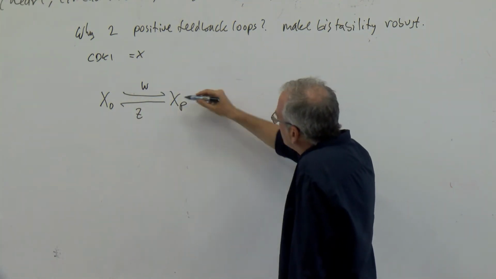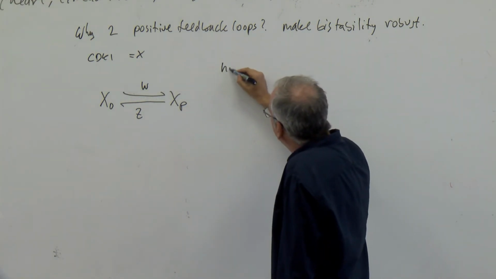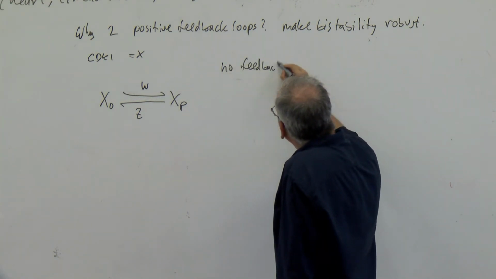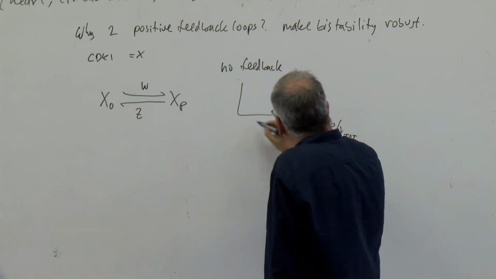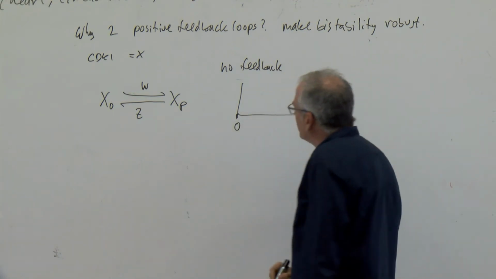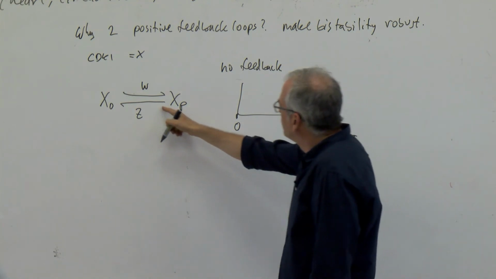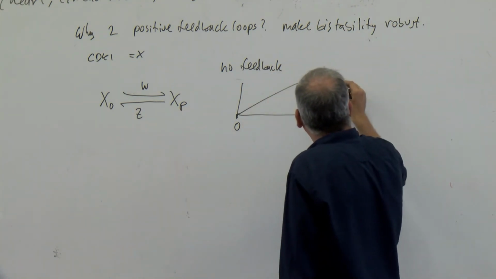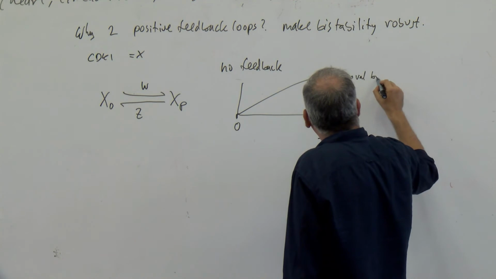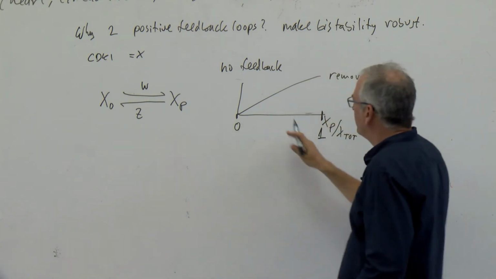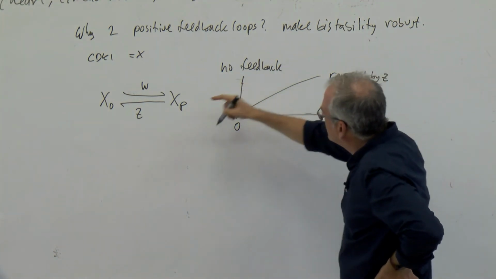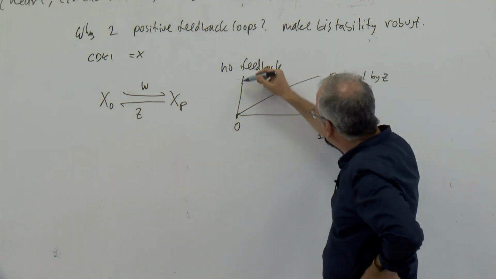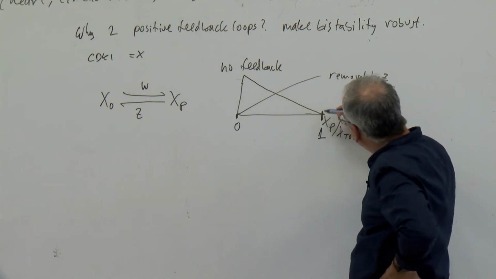So if there were no feedback loops at all, let's just analyze the circuit. Here is X phos. This is phospho divided by the total. So if everything is phosphorylated, it's 1. If nothing is phosphorylated, it's 0. And we have the rate of removal by Z. So the more XP there is, the more removal you can have. And we have the rate of addition, by W.